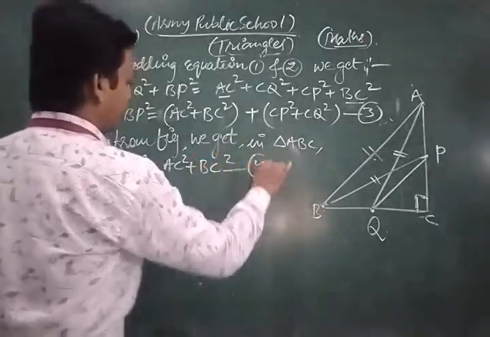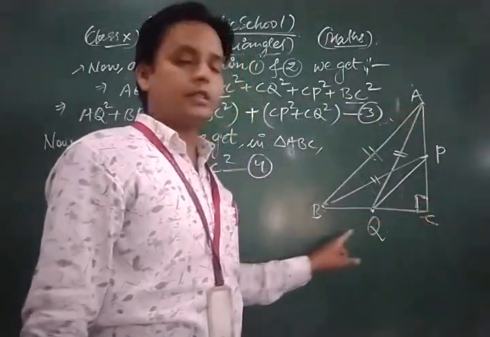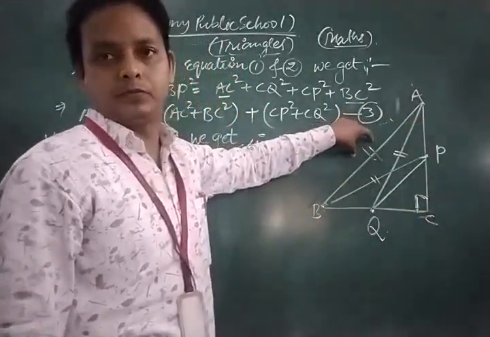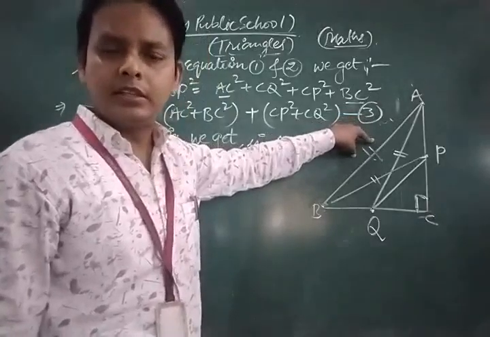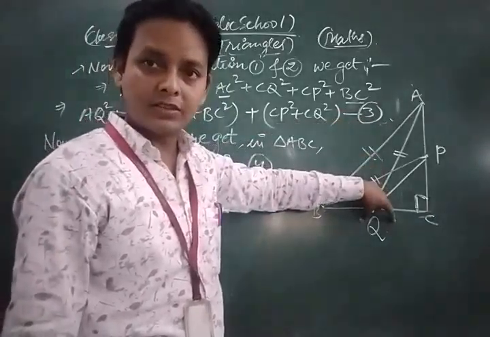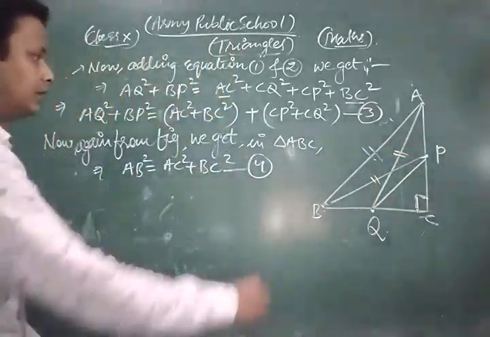Take equation number 3. This is for triangle APC. AC is our what? AC is our hypotenuse. So hypotenuse square is equal to base square plus perpendicular square. This is AC square. So we get equation number 4.